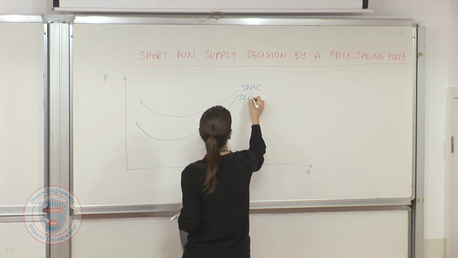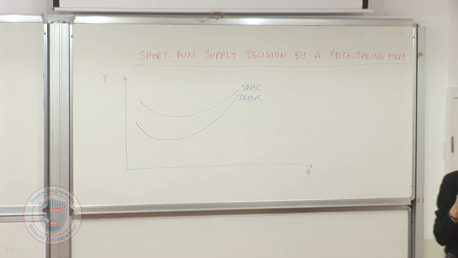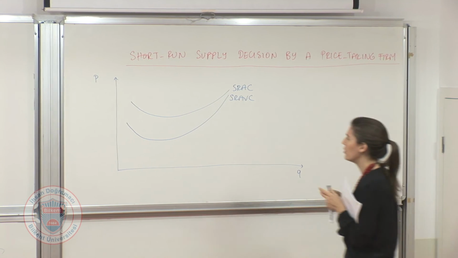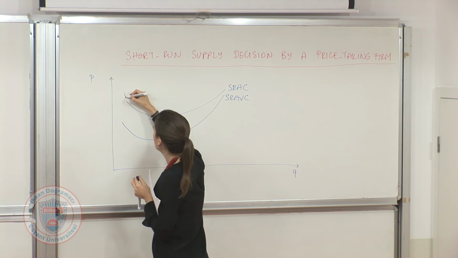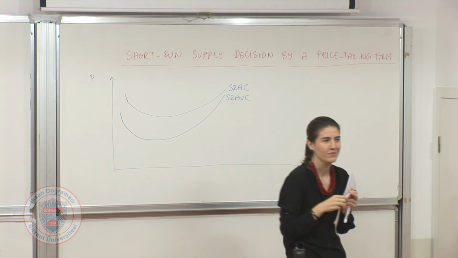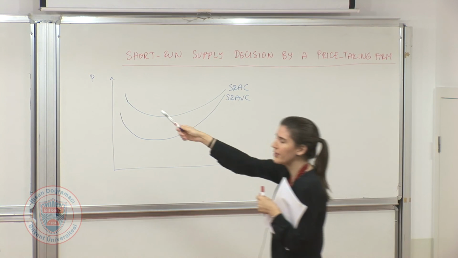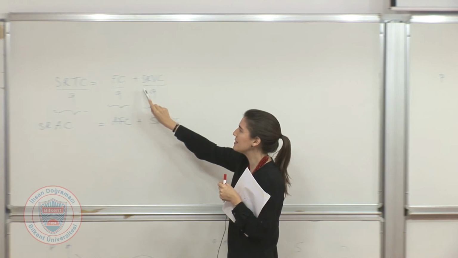Okay, short run average variable cost, right? Now, I'm going to draw my marginal cost. How shall I draw it? Where should that pass through? The marginal cost should pass through the minimums of both of them, okay? Because you can just prove it very easily, because this is a fixed number.